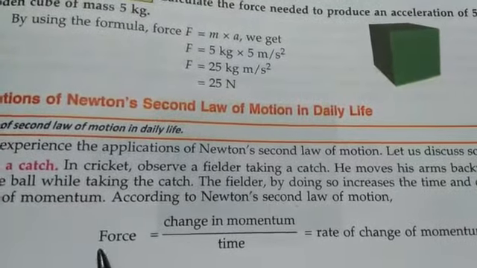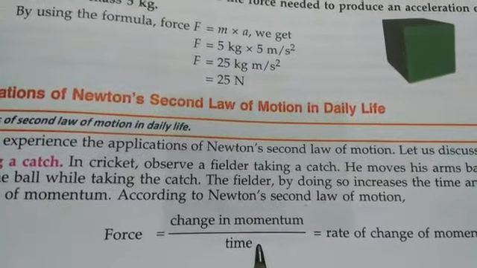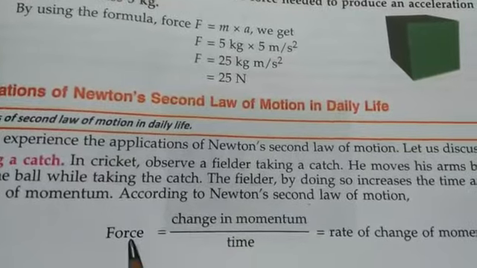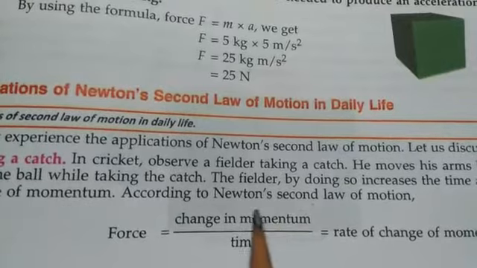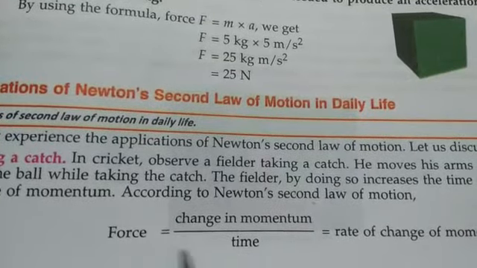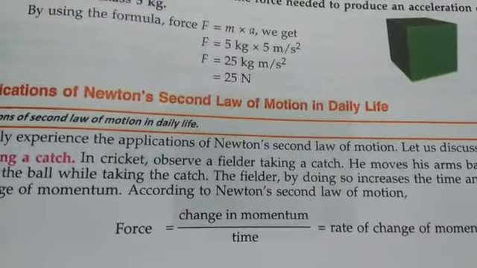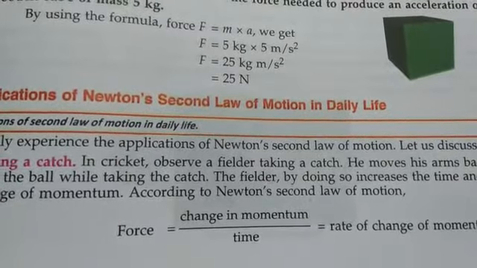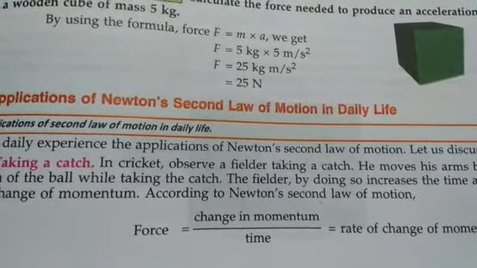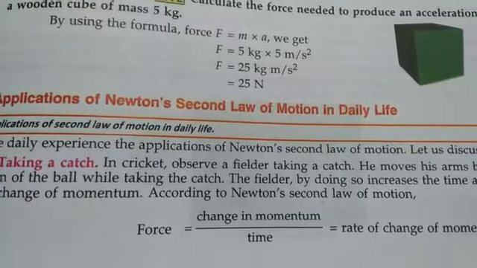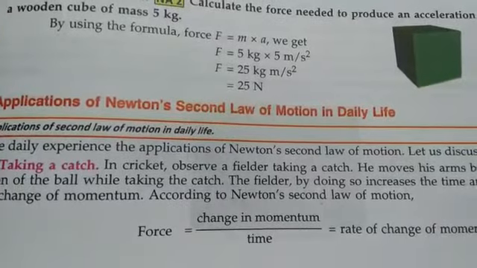So what is the basic thing here? Force equals change in momentum upon time. That means if we increase the time, the force will decrease. If the momentum is constant, then force is inversely proportional to time. I hope you all know what is inversely proportional and what is directly proportional. When two things are directly proportional, if one thing increases, the second thing also increases. In both of them the change will be in the same direction.